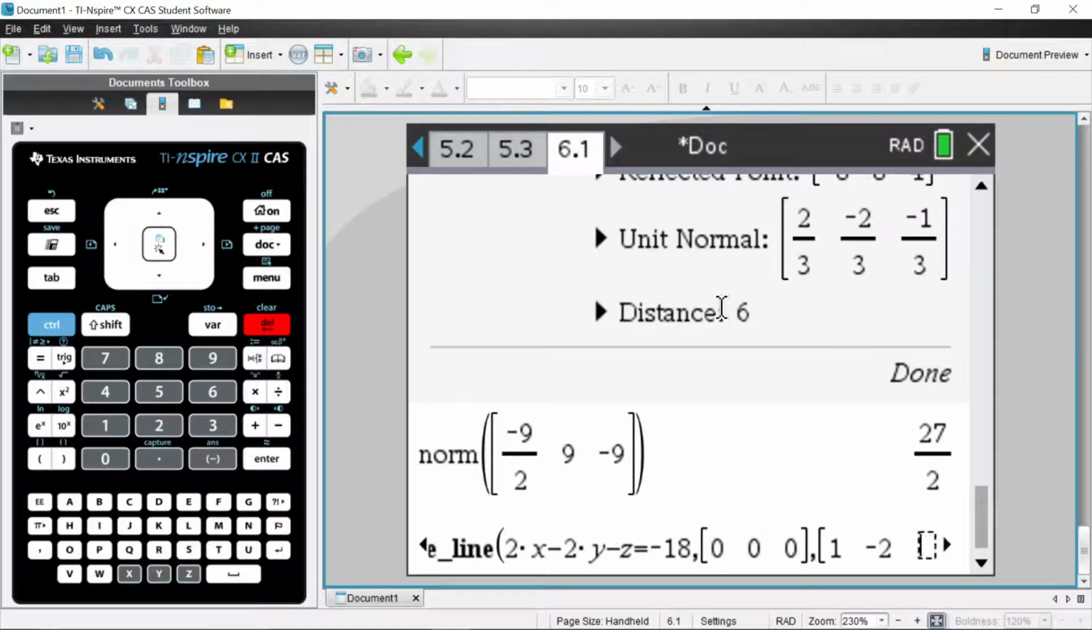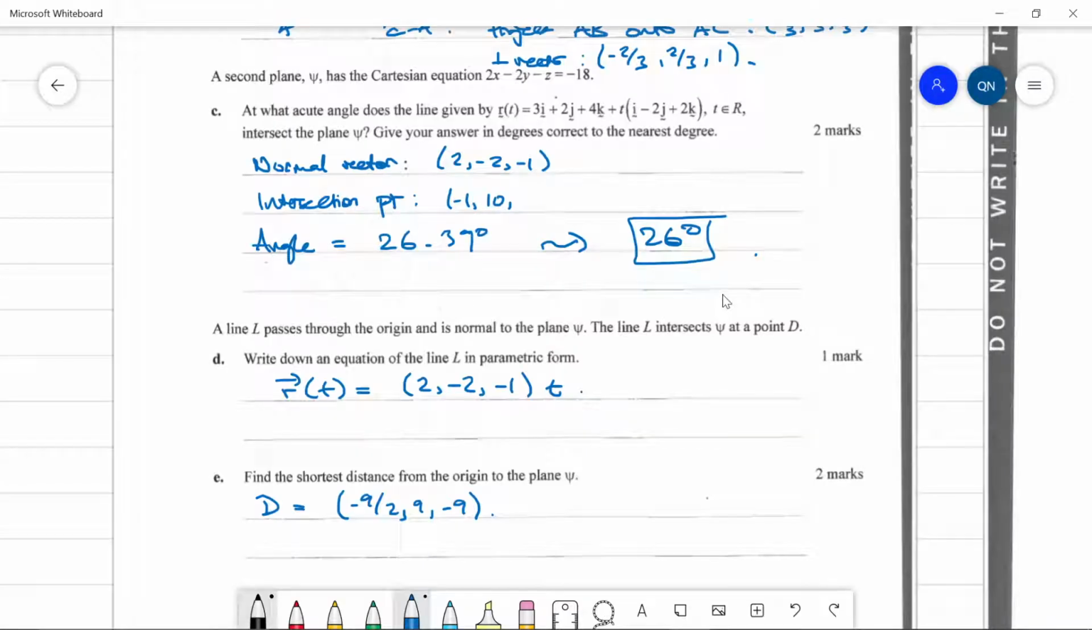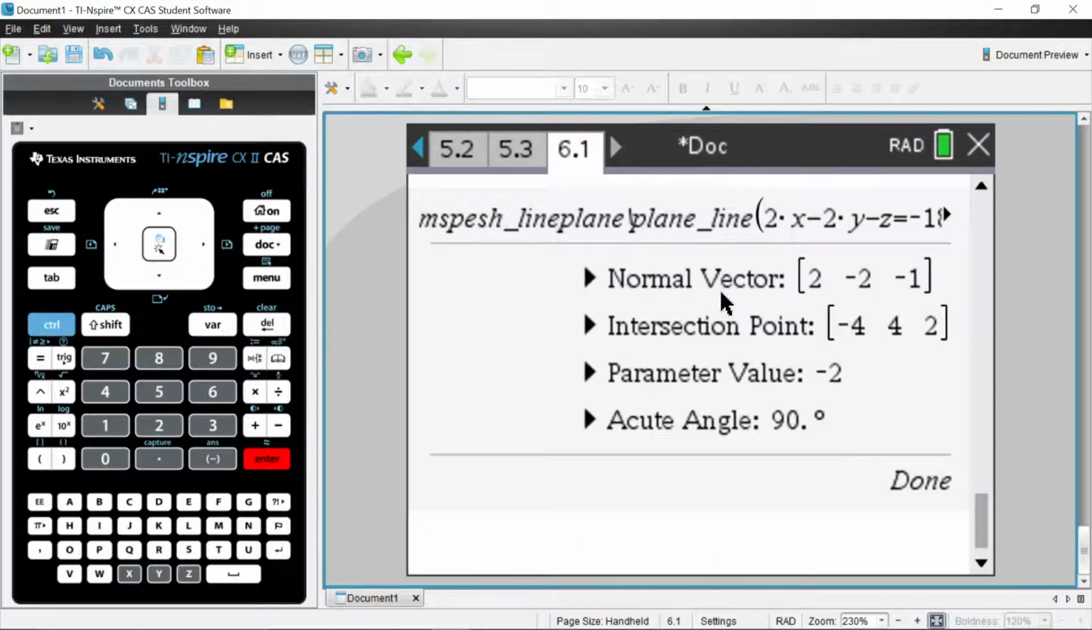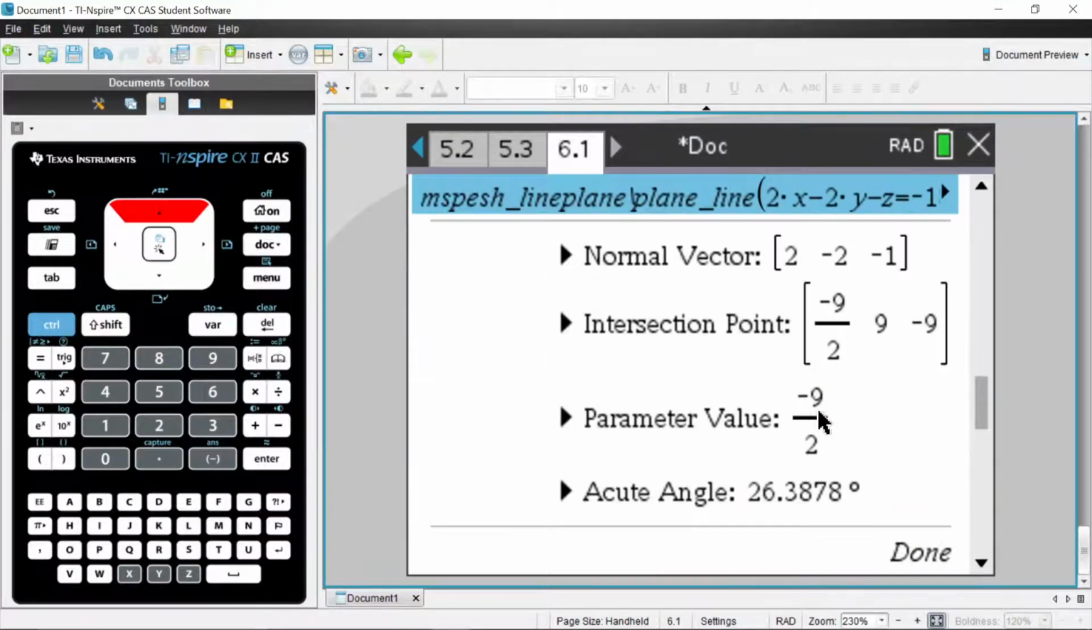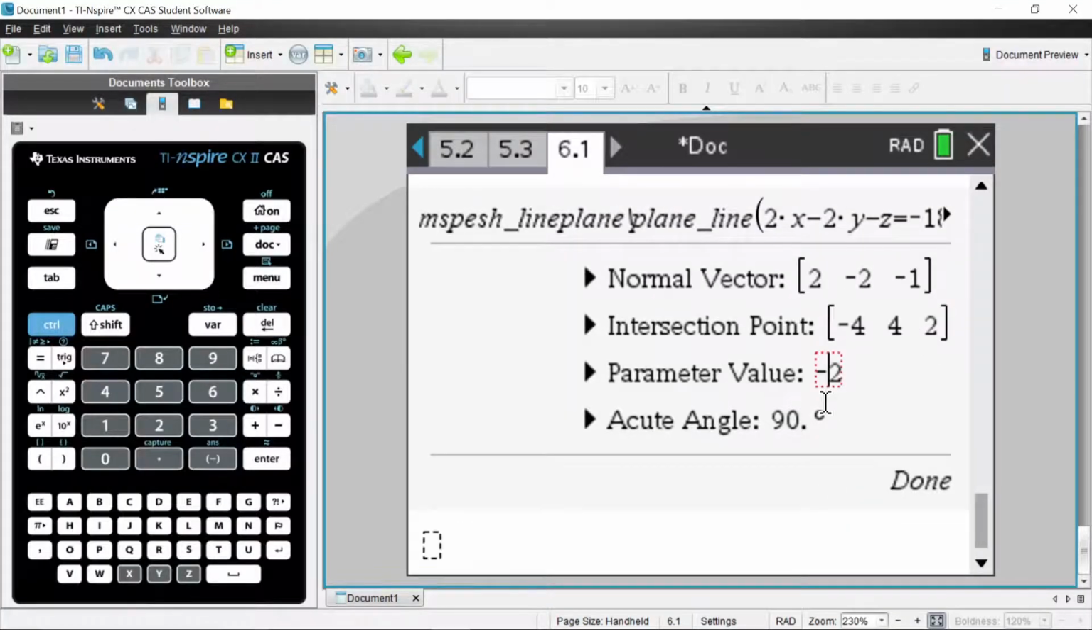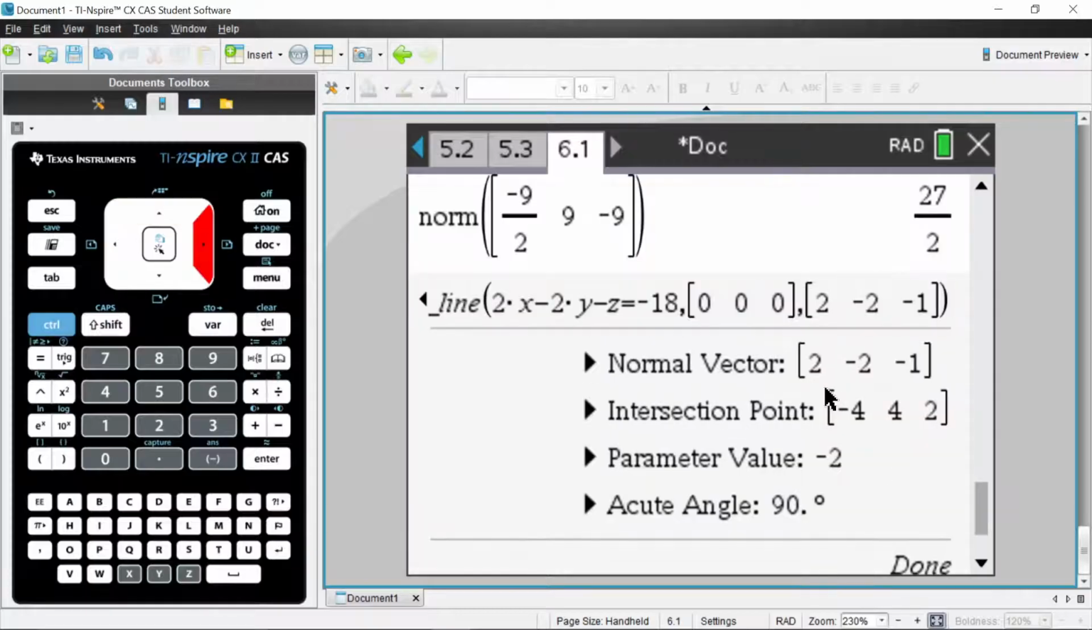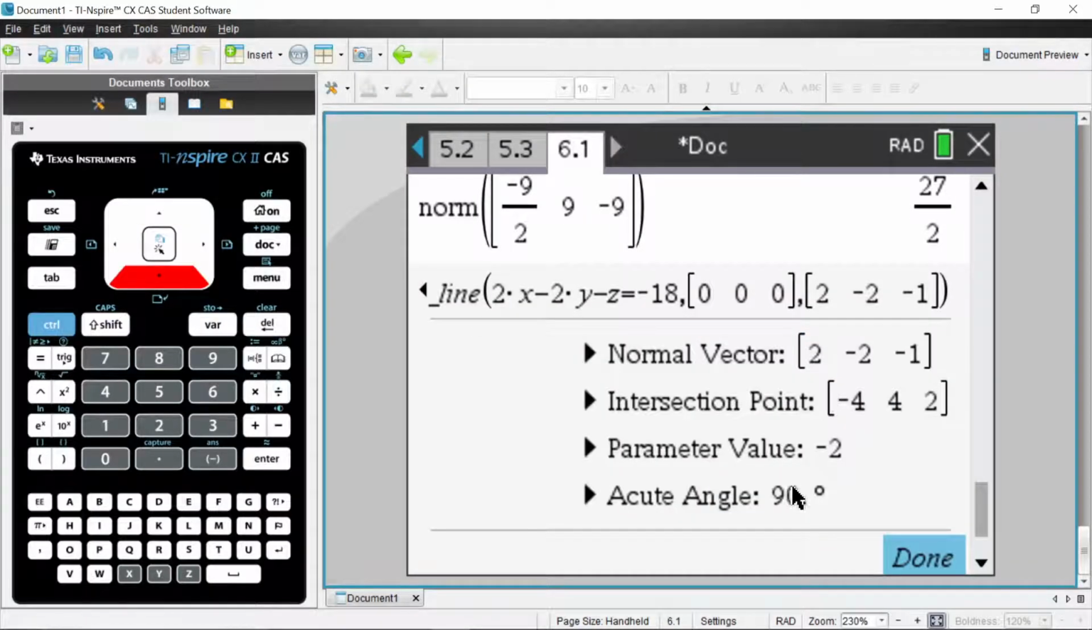So it's 2, negative 2, and then negative 1. Right, so there we go. That makes a bit more sense now, because before the angle was 26, which was wrong. This line over here should be normal. The acute angle is 90.